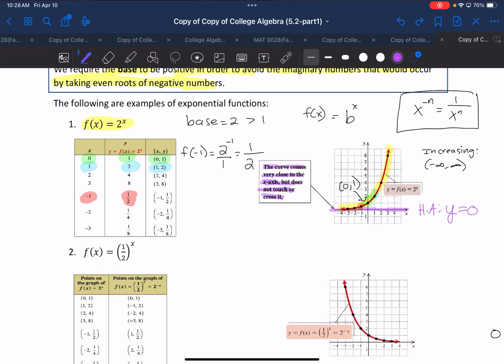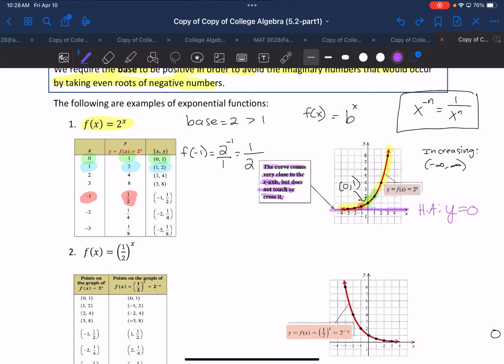Okay? So whenever b is greater than 1, which is what's happening in this graph, we have what we call an exponential growth function. And that's why it's increasing constantly from left to right. And it's not just increasing, it's increasing very quickly. That's why it's like shooting up. So it's why it's called exponential growth. And the next one's going to be exponential decay.